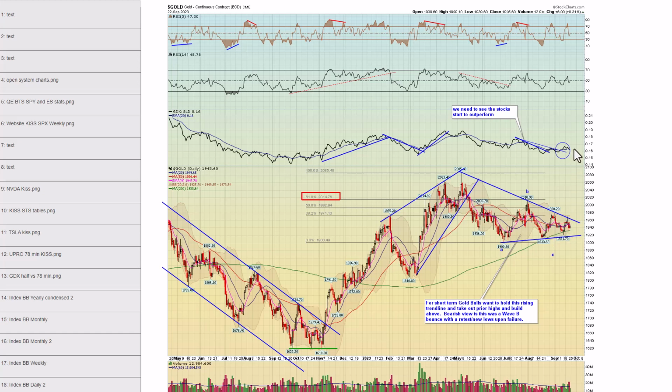This is the GDX-GLD ratio. It's leading down. Again, this needs to lead up, guys. If it doesn't, then we could see gold break down again. But otherwise, gold has really held up fairly well since the early May highs. I mean, it's down 140 points. That's not bad.